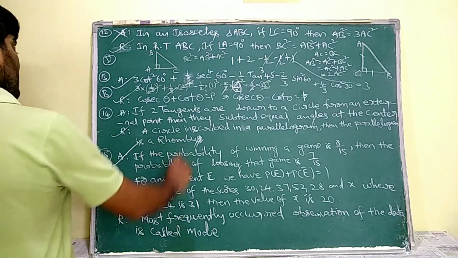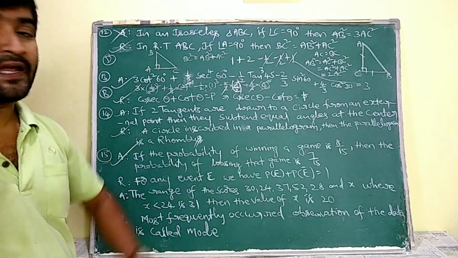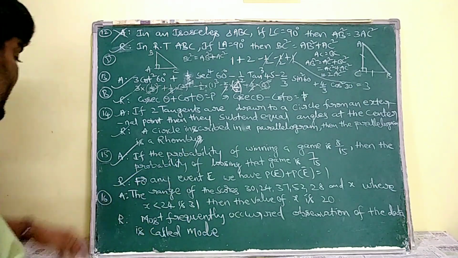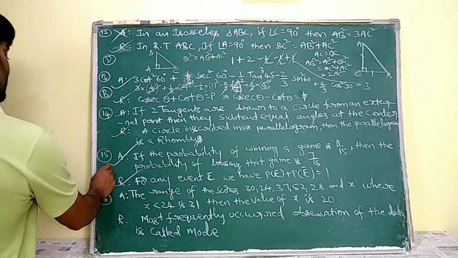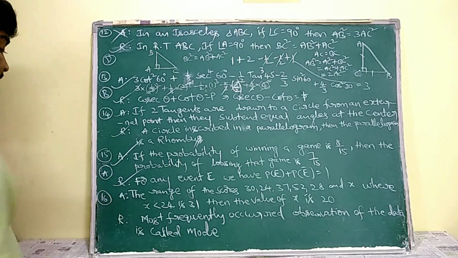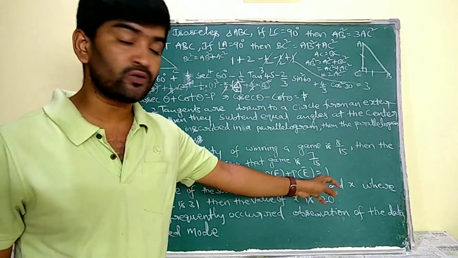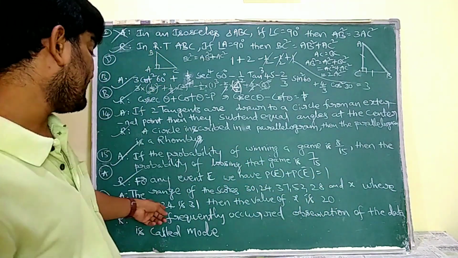So it is true. For any event E, we have P of E plus P of not E is equal to 1. Yes, it is also true. And this reason is the correct explanation of assertion. So option A.